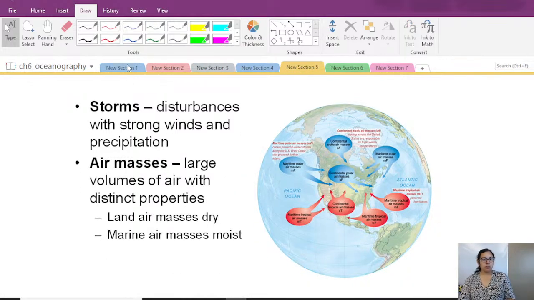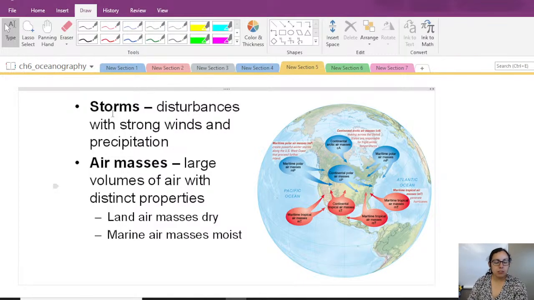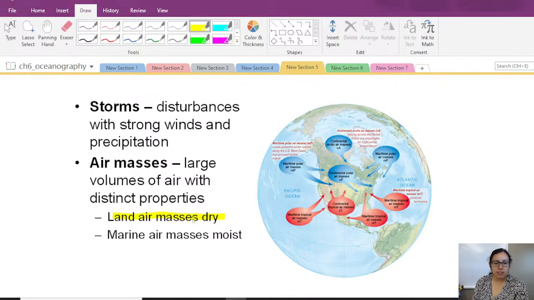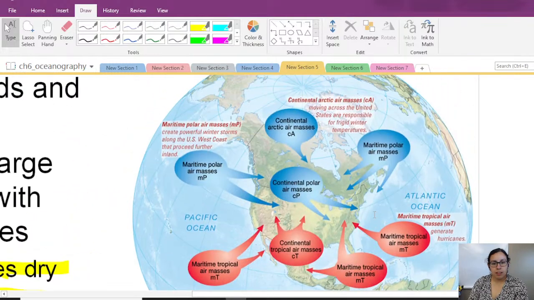So let's see. Storms are disturbances with strong winds and precipitation. Air masses are large volumes of air with distinct properties. Land air masses tend to be dry. That just makes sense, right? Land, not a lot of water, versus marine air, which is going to be moist. And so again, we can just kind of appreciate this.